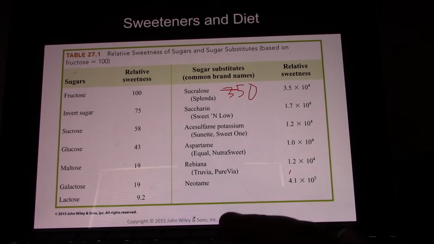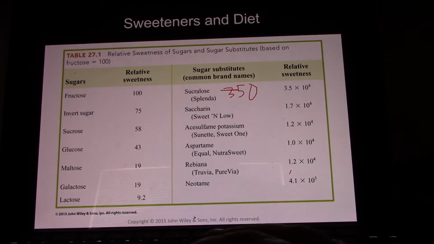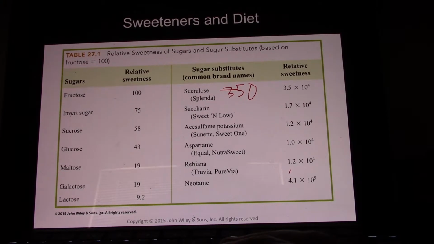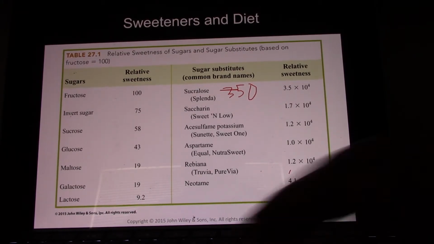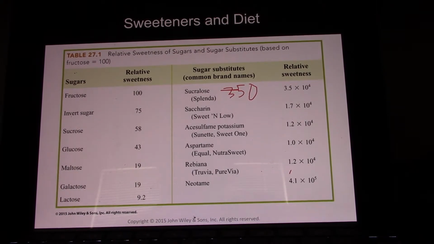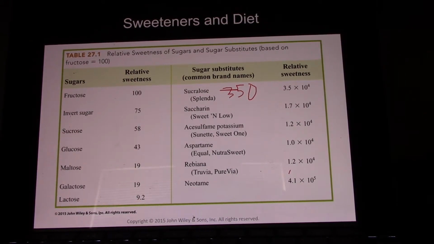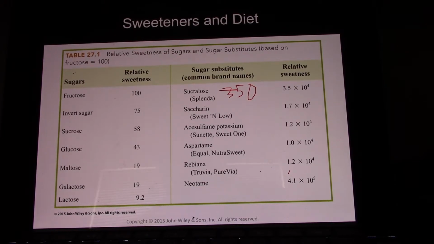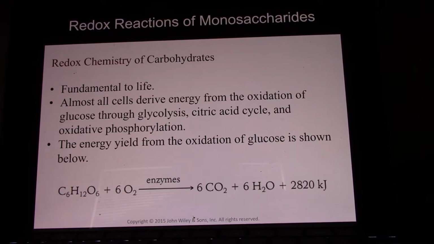We have saccharin, which is also called Sweet'N Low. Sucralose is called Splenda. Acesulfame potassium, Sweet One. Aspartame, Equal or NutraSweet. Rebiana, which is Truvia, and Neotame. So there's a lot of sugar substitutes out there that are all hundreds of times sweeter than sugar, and so you don't actually need to use that much of it, which is why if you boil down sugared pop, you end up with a syrup. There's a lot of sugar in there. With the sugar-free pop, there's almost nothing left because it takes much less sweetener to give the desired sweetness.